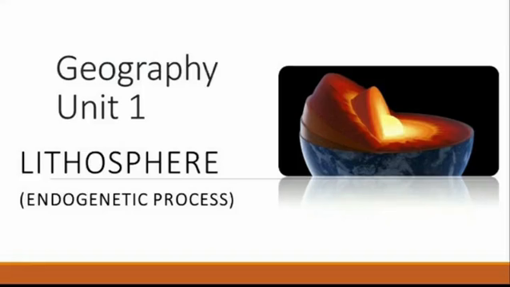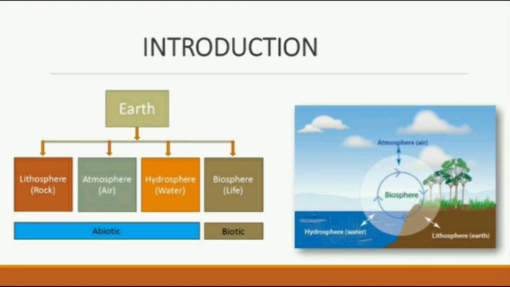Today in geography, you are going to learn more about lithosphere and endogenetic process. Before getting into our new and main agenda, let's recap the structure of the earth. Observe the chart and the diagram. You may be very familiar with this. So litho means land, atmosphere means layer of gases, hydrosphere means water, and finally biosphere where all the life exists.